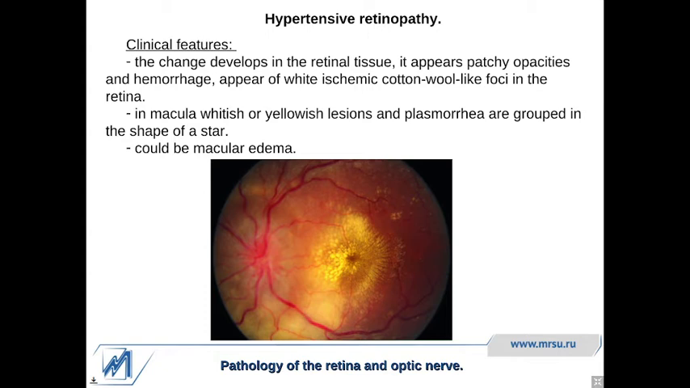Hypertensive retinopathy, its features: the change develops in the retinal tissue. It appears as patchy opacities and hemorrhage. White ischemic cotton wool-like foci appear in the retina. In the macula, whitish or yellowish lesions and plasmorrhagia are grouped in the shape of a star. And there could be macular edema.